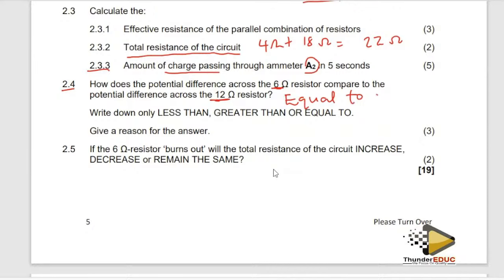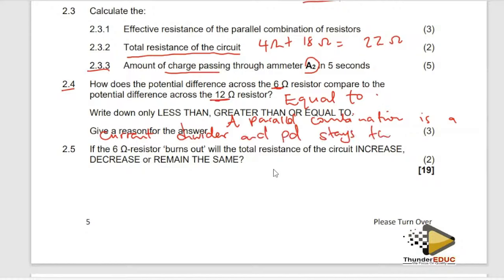Okay, what would be the reason? The reason could be that a parallel combination of resistors is a current divider, and the PD stays the same across the resistors, or something like that. And then 2.5, they're telling us if the 6 ohm burns out.